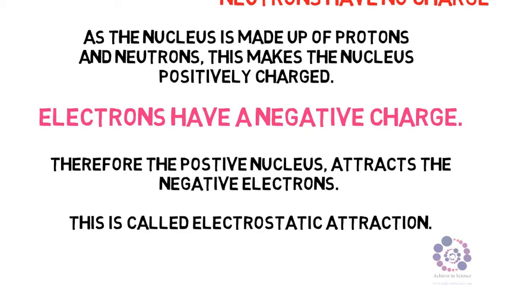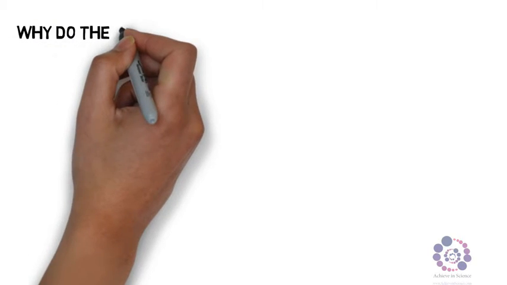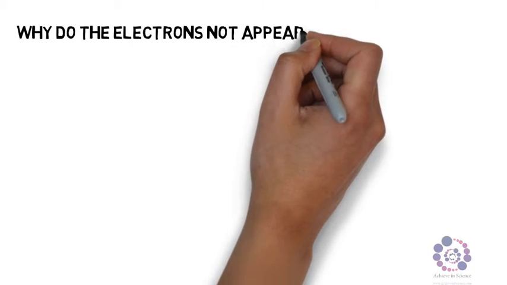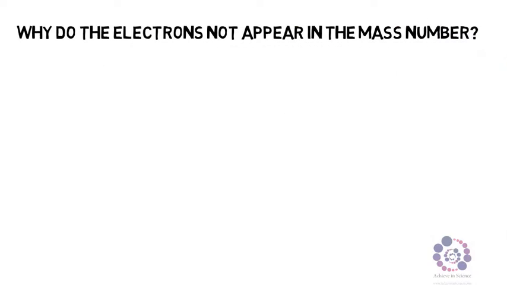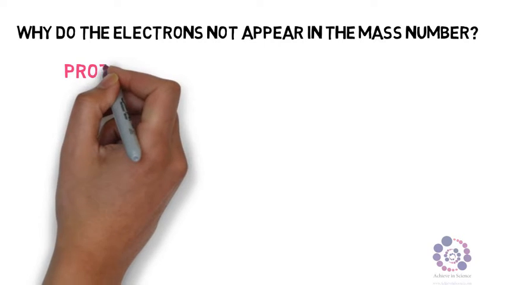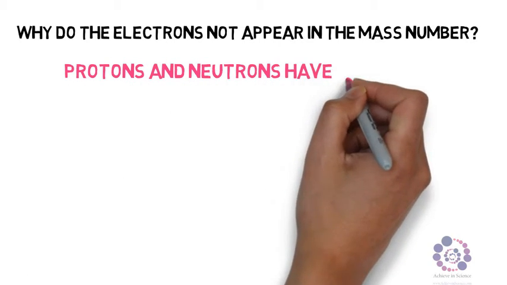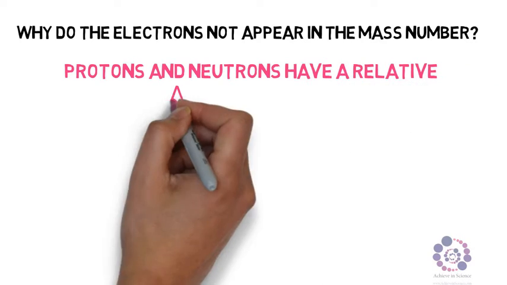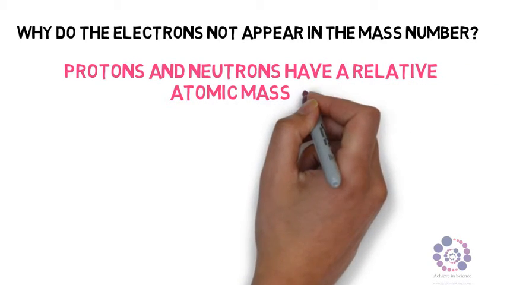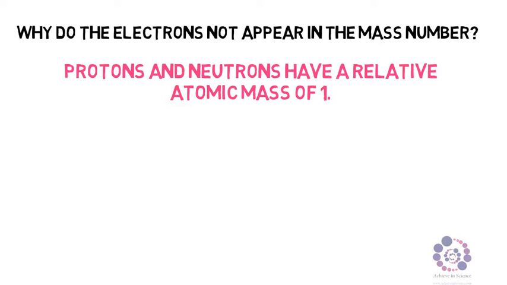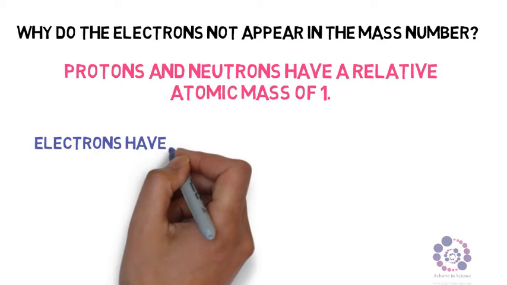Then we can move on to, well, why do the electrons not actually appear in the mass number? Well, protons and neutrons have a relative atomic mass of 1. Electrons, though, have a negligible mass. This means they virtually weigh nothing.